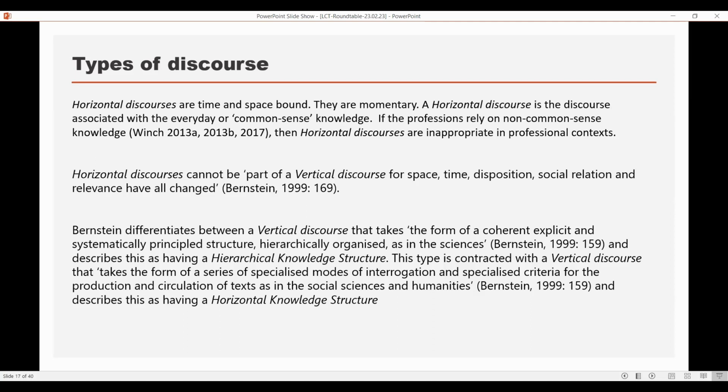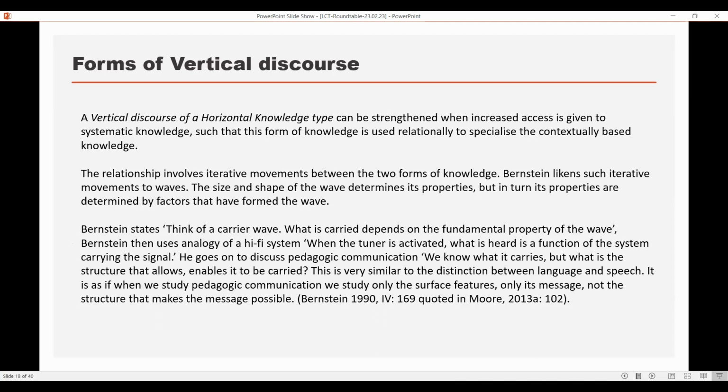So having engaged quite deeply with that theoretical perspective, I then needed a way to research this empirically. There's a little bit of a clue here as to why I'm going to make the connection with semantic gravity. A vertical discourse that has access to systematic knowledge, but of a horizontal type, can be strengthened if there is more access to systematic knowledge.